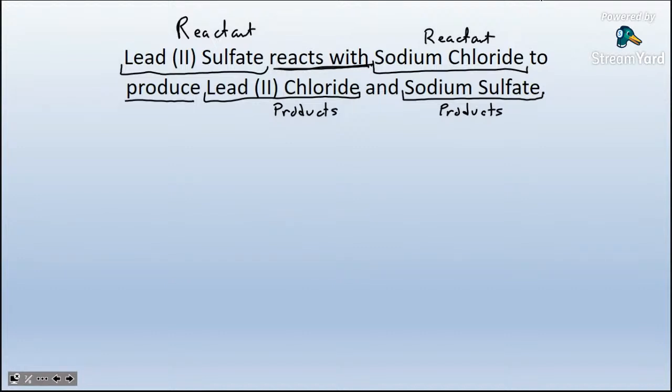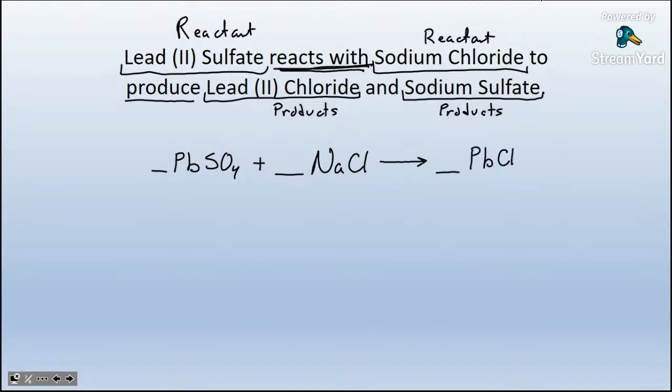Step 2 would be to write this out using appropriate symbols. So lead 2 sulfate would have a formula of PbSO4. Reacts with is a plus sign. Sodium chloride would have a formula of NaCl. To produce, that's my yields arrow. And then lead 2 chloride would have the formula of PbCl2. And another plus symbol, sodium sulfate, which would be Na2SO4. And again, I put these little lines in just so I know what needs to be changed and never to change the subscript.